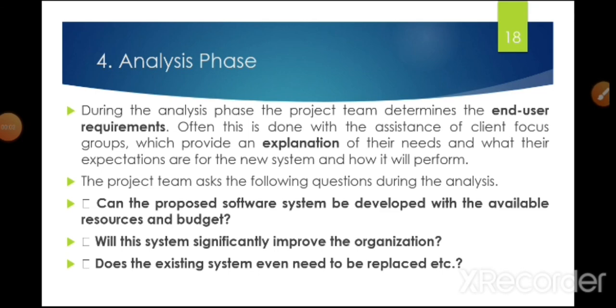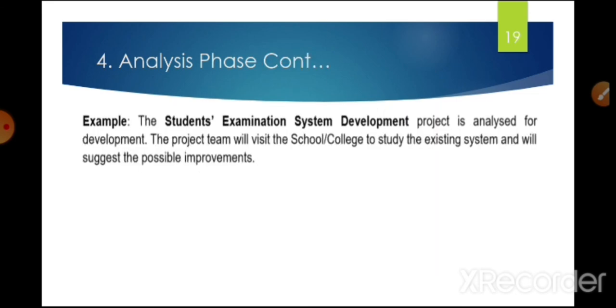After the feasibility phase, the analysis phase is considered. During the analysis phase, the project team determines the end user requirements. For example, what is the exact requirement, what they want to include in the system or in the software. During the analysis phase, the team asks the following questions from the customers. For example, can the proposed software system be developed within available resources and budget? Will this system significantly improve the organization? Does the existing system even need to be replaced?